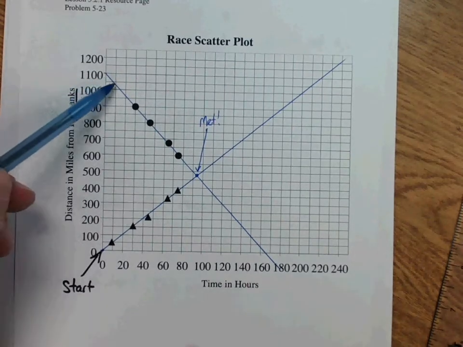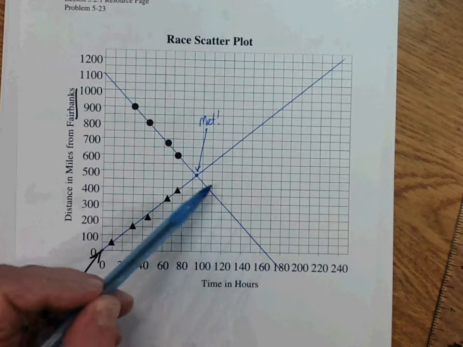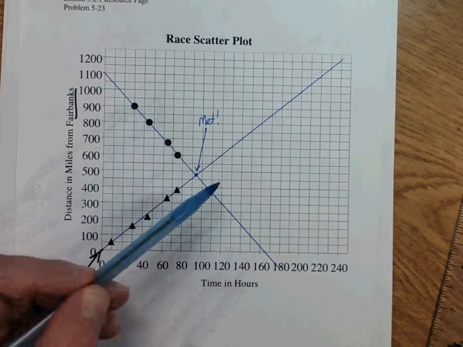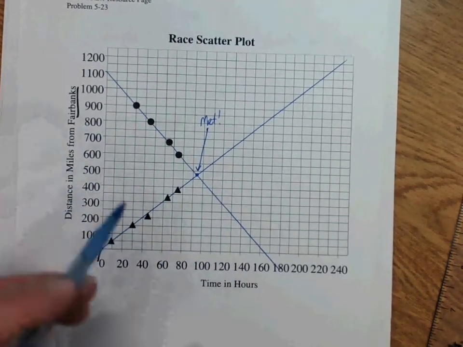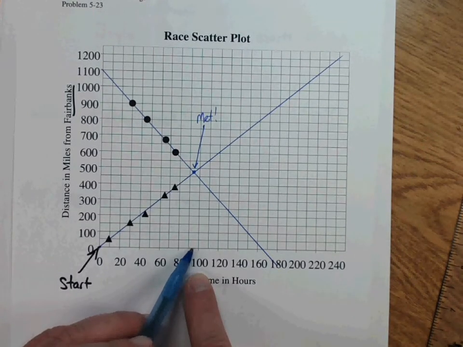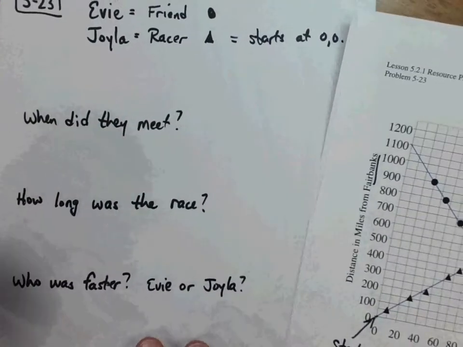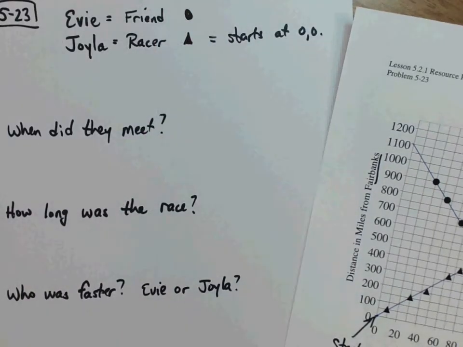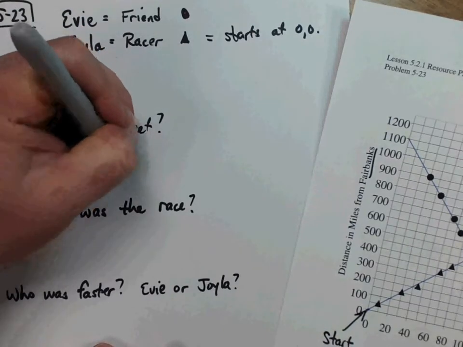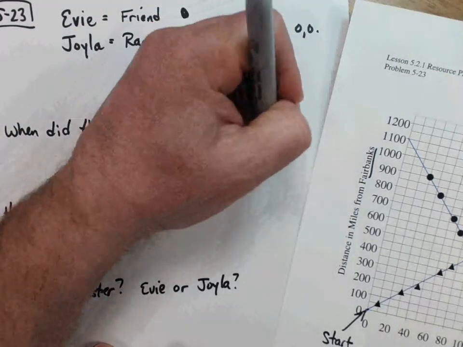Now, obviously, this just goes on forever, but the friend actually didn't do this part here. Once they met, the friend stayed with Joyla, but this is just looking at their paths. It looks like they met around, I'm just going to say approximately 80, 90, 100. I'm going to say about 95. They met, right with my marker, at approximately 95 hours into the race.